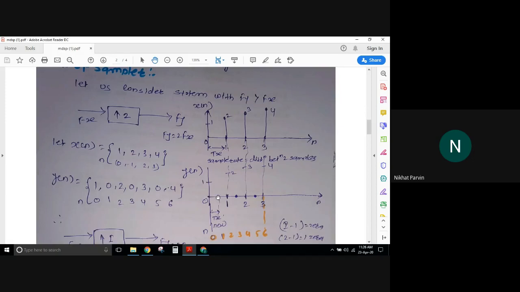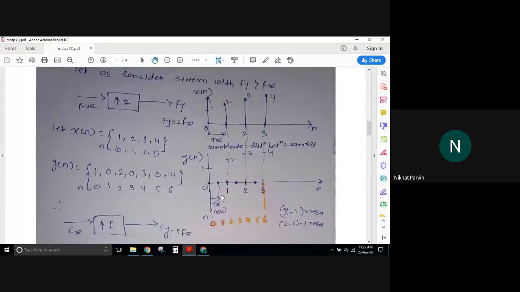Now you can see I'm not bothering about the amplitude here, how much it is. I have simply inserted zeros over here. Why so? Because I want to reduce this time interval to this. That means I can say that I have increased the sampling rate. That means the new sampling rate is this much only. Earlier the sampling rate was this much. So from this, what do I understand?